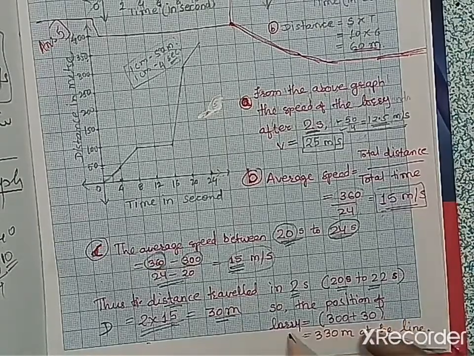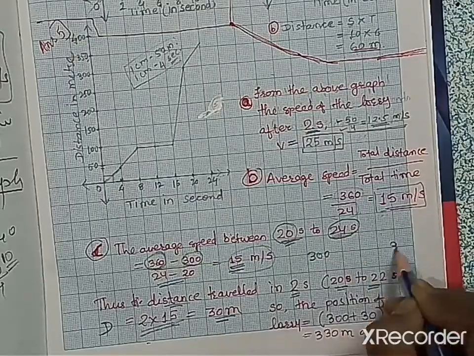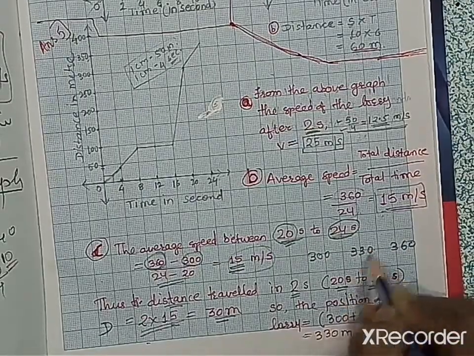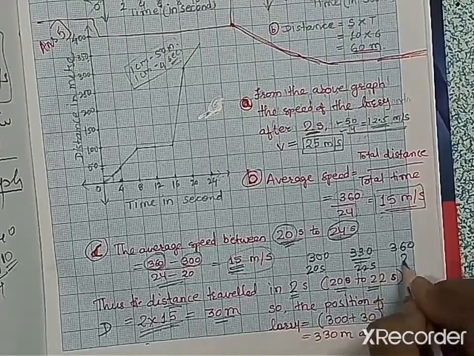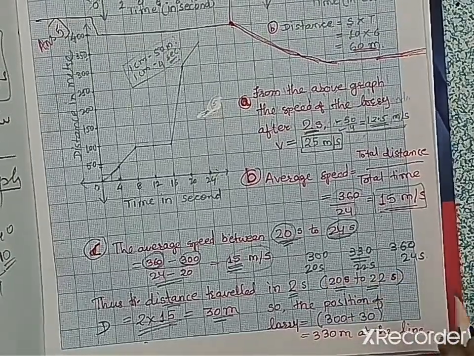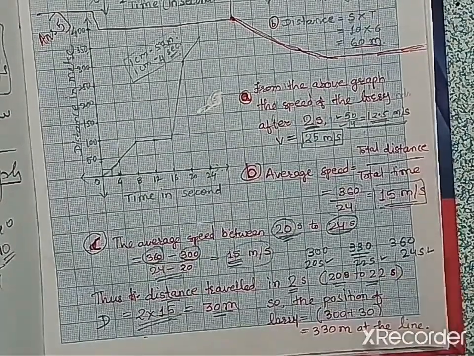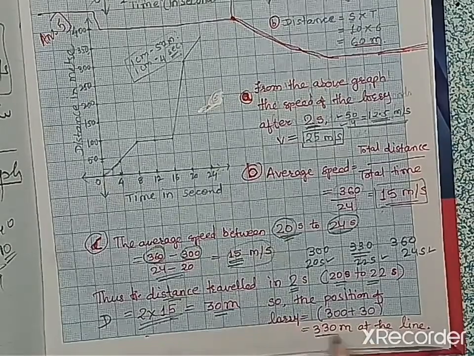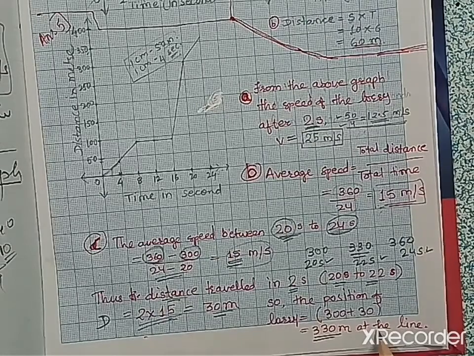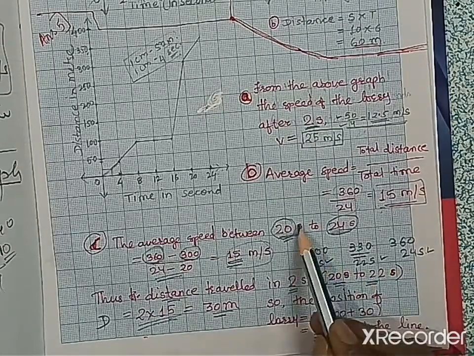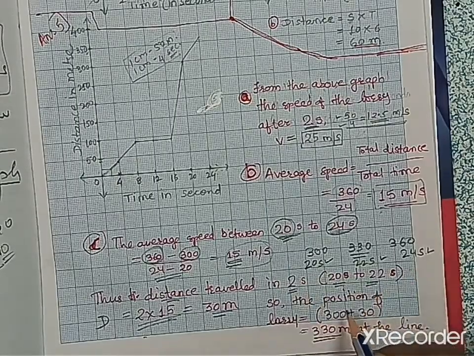So the position of the lorry is 300 plus 30, means it is in between 300 to 360. So it is 330. So this is at 20 second, this is at 22 second, and this is at 24 second. So this is the position of lorry at 20 second, 22 second and 24 second. So the position of lorry is 330, that is 300 plus this 30 meter at the line. Okay, so in this way we have found out the position of the lorry at 22 second.